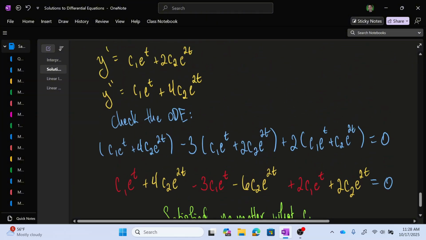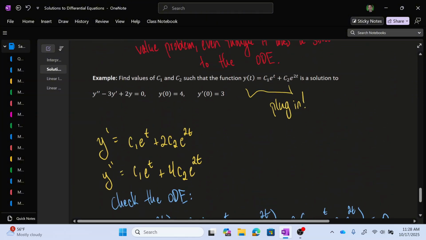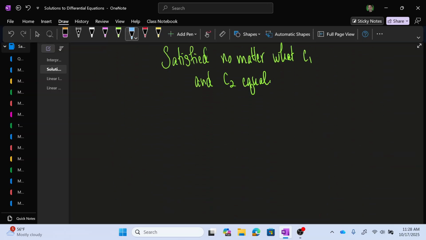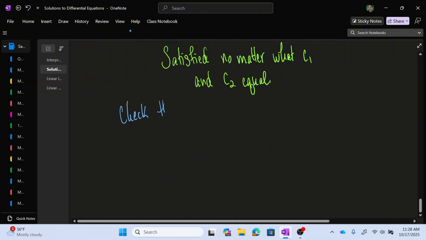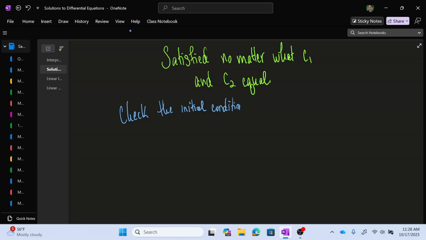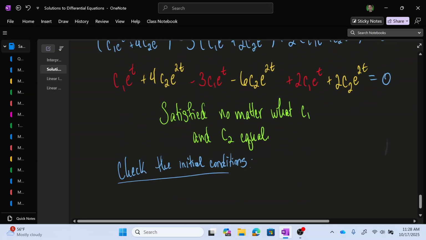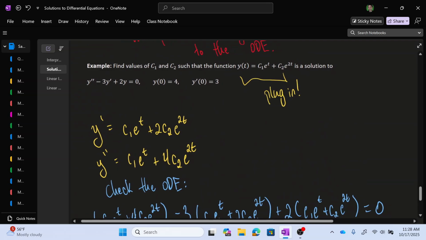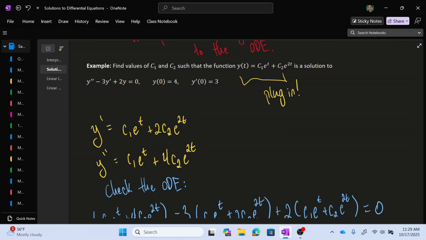So instead, let's turn our attention to these two initial conditions, and let's see what information these two conditions imply about what C1 and C2 must equal. Next, check the initial conditions. The first stipulation is that when we plug t equals 0 into our function, the result of that needs to be equal to 4.